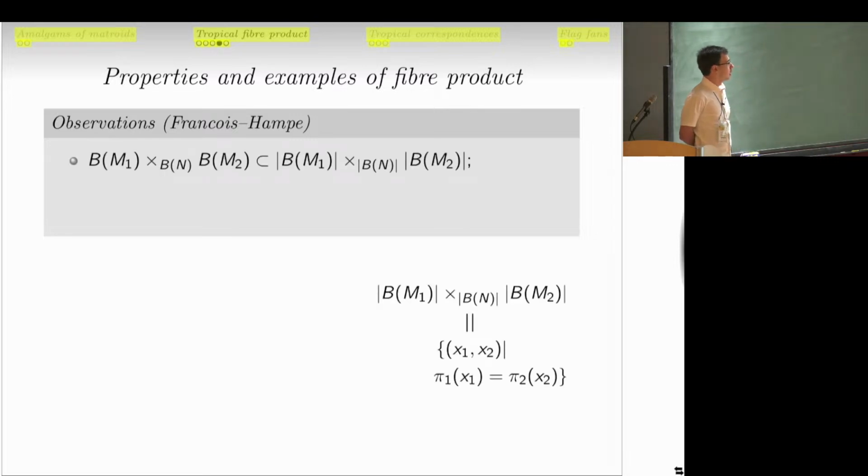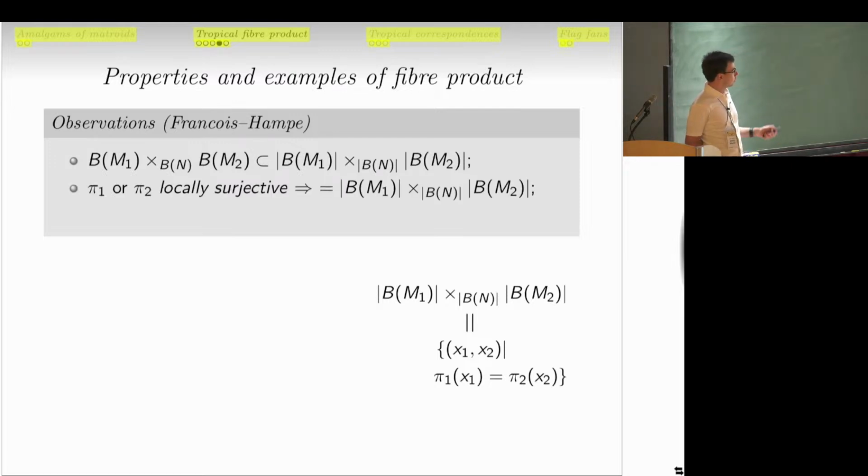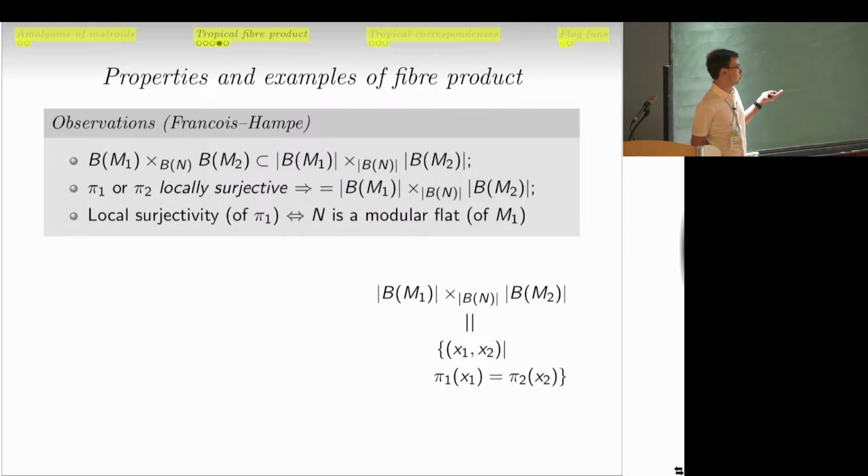And what they observed is that this is always a subset of the set-theoretical fiber product. What does this mean? The set-theoretical fiber product is, as usual in set theory, just the pairs of points which are projected to the same point of B(n). Moreover, if either of the projections is what they call locally surjective, we will see on the example what this means exactly, then equality is obtained. And it is easy to observe that local surjectivity of any of the projections is equivalent to the common part of the matroids being a modular flat of either of the matroids.